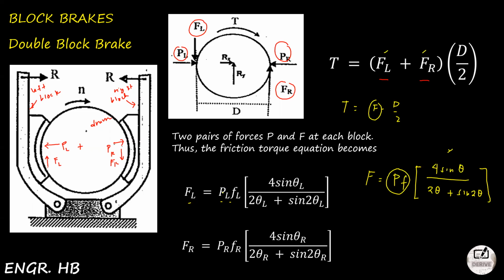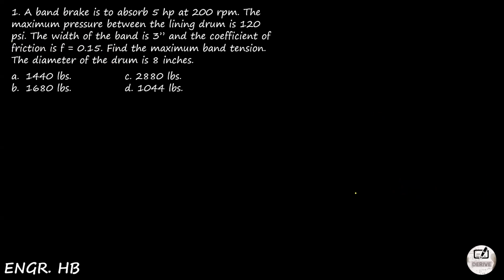Okay? So, engineer, why do we need separate formulas for the left and right? Of course, because sometimes the contact angle of the left and right is not the same, and sometimes the coefficient of friction can also differ. But for some simplification, other questions just make them equal. Okay, so let us proceed to answering questions, and don't forget the calculator, guys.